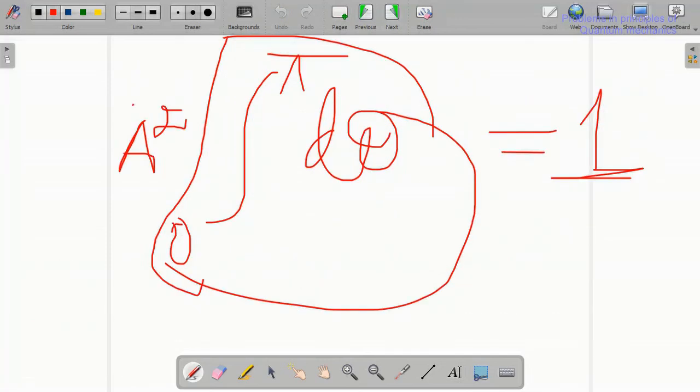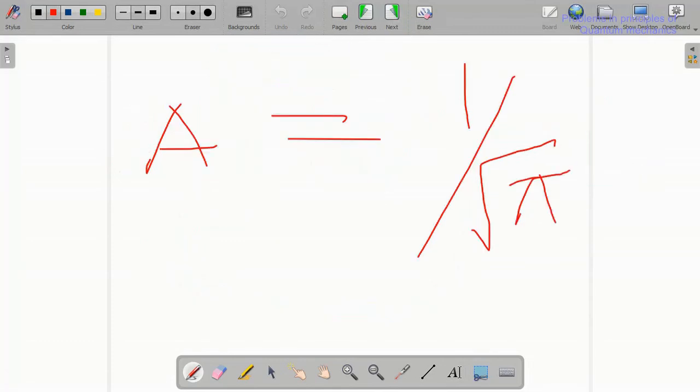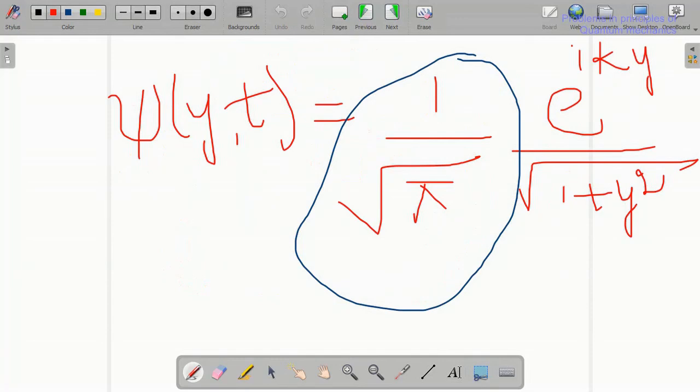So the integral from 0 to pi of d theta is equal to 1, which gives theta, so this is pi. A square pi is equal to 1, or a is equal to 1 by square root of pi. If we substitute that into our wave function, psi of y comma t is equal to 1 over root pi e power i k y by square root of 1 plus y square. Like this we have to find the normalization constant a.